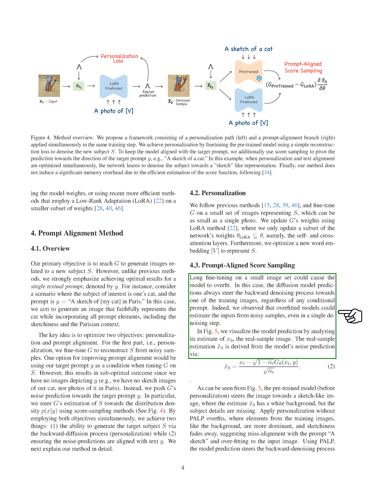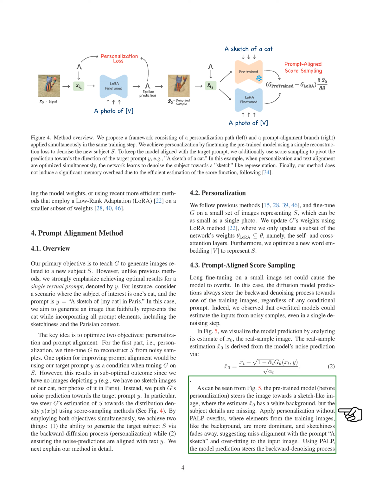To illustrate this, we analyzed the model's prediction of the original image, which we'll call x0. The model's estimation of x0, which we'll call x0 hat, is derived from the model's noise prediction. Before personalization, the model guides the image towards a sketch-like image, where the background is white, but the details of the subject are missing. If we apply personalization without prompt-aligned loss personalization, PALP, the model overfits, and elements from the training images, like the background, become more dominant.